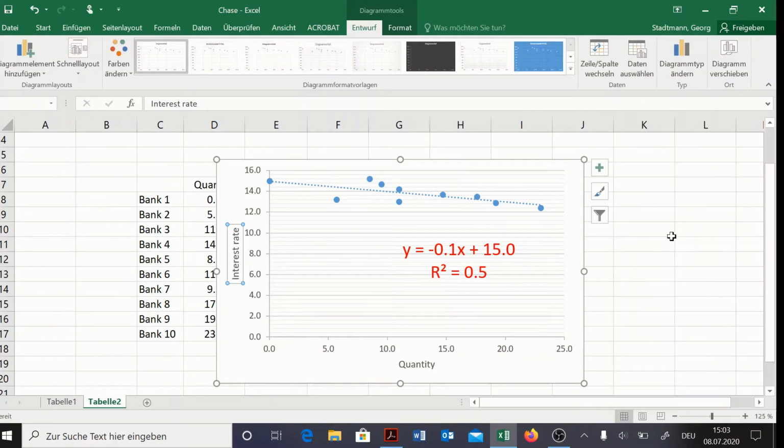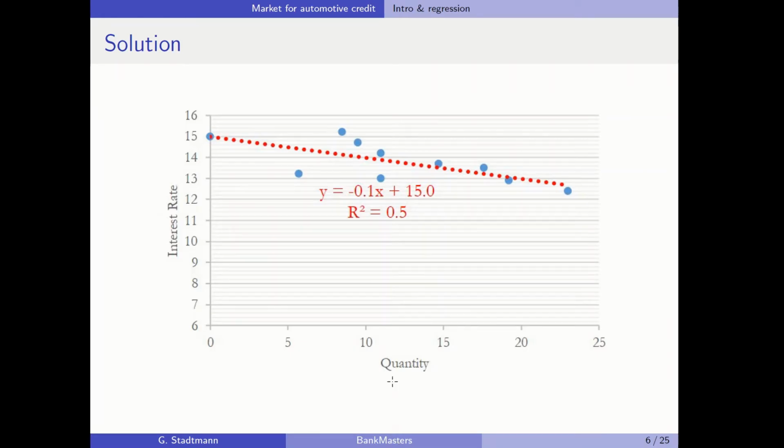So now you are done already, and I'll switch back to the slideshow. Here, once more, you can see the solution: a scatter diagram with a regression analysis, and you get the information about the demand relationship. Let's go further in our case study.